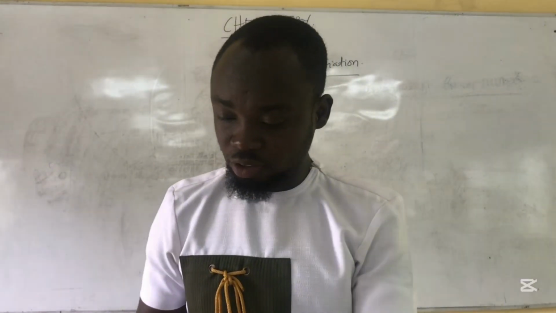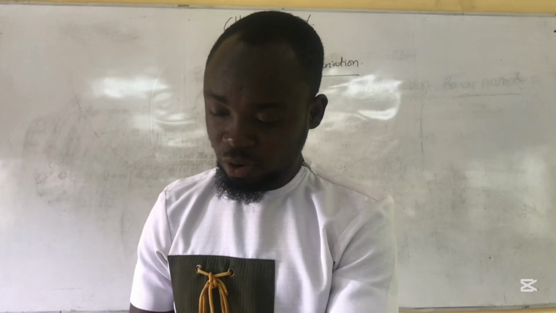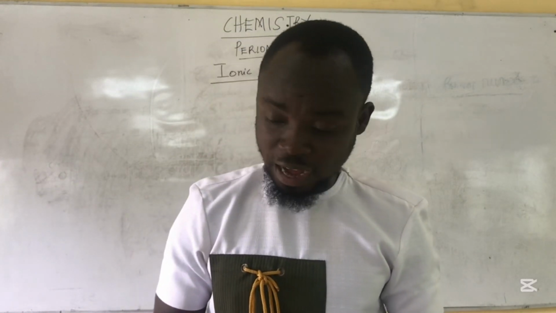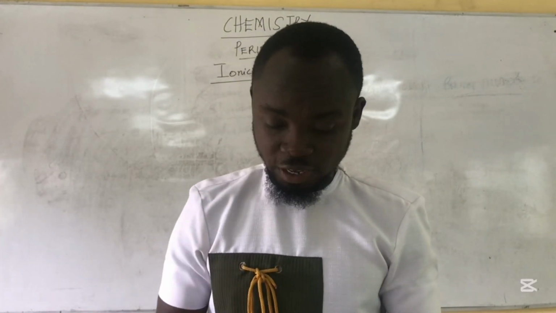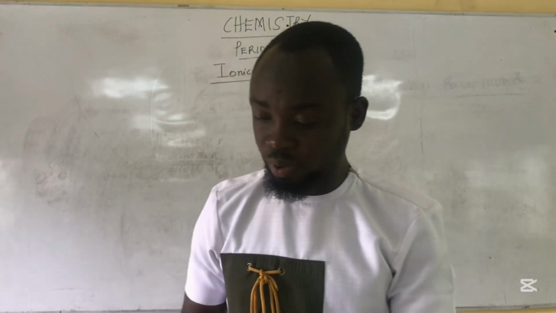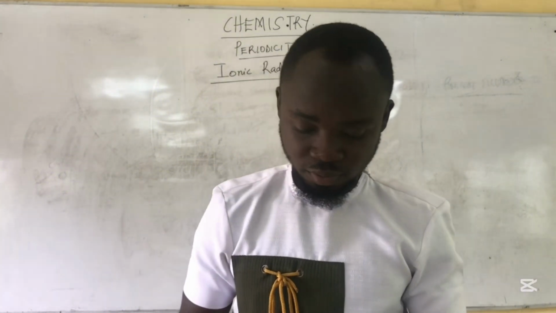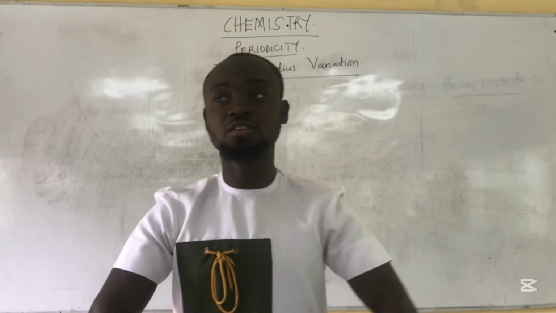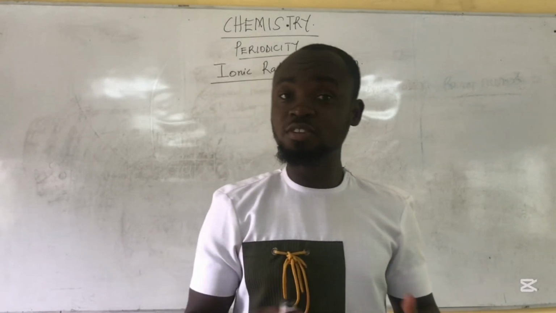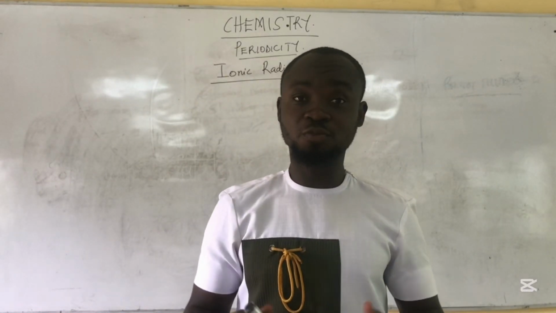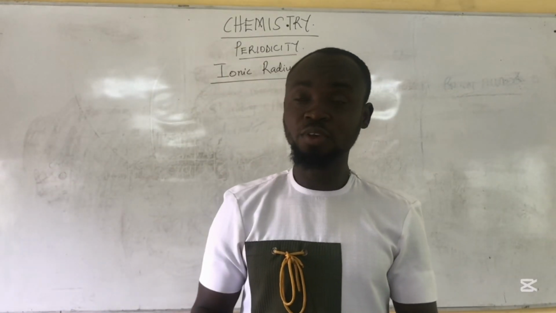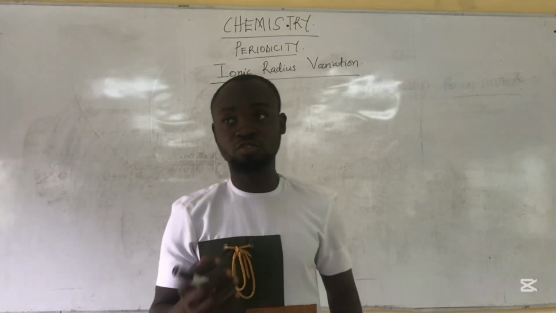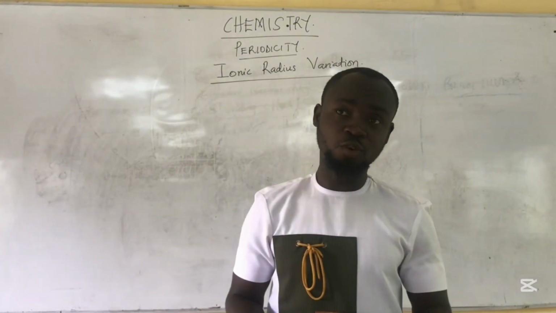In this lesson, we are going to discuss the radius of an atom and its ion. The radius of an atom and its ion, that is ionic radius variation. We know basically that when an atom loses or gains an electron, it forms an ion. Is that okay? So when there's loss or gain of electron, an ion is formed.